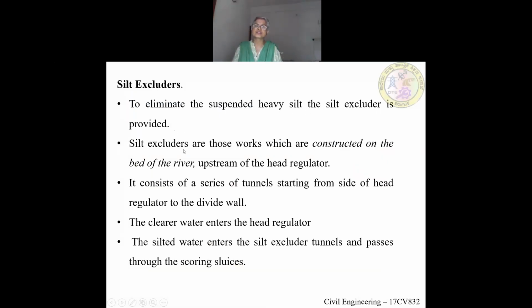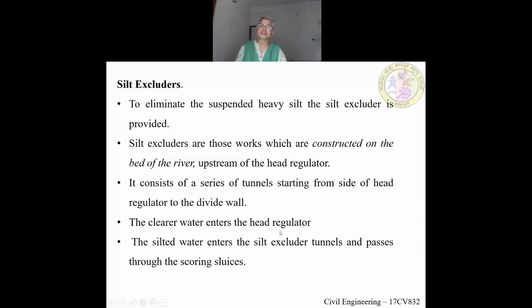Silt excluders are those works which are constructed on the bed of the river, on the upstream side of the head regulator. It consists of a series of tunnels starting from the side of the head regulator to the divide wall. The clearer water enters the head regulator.